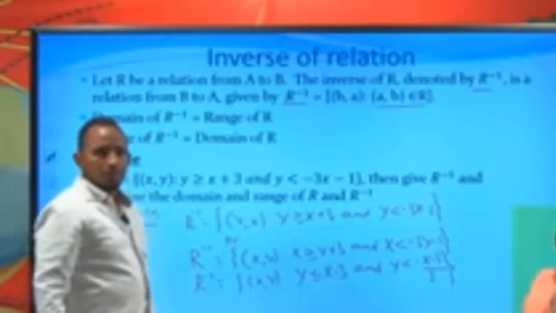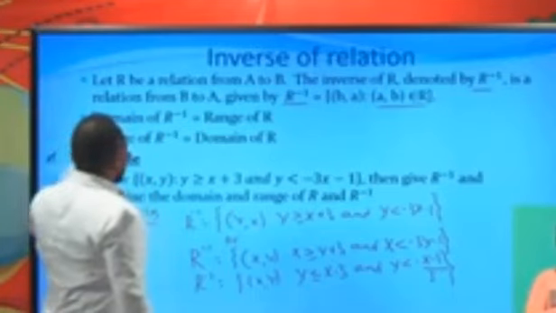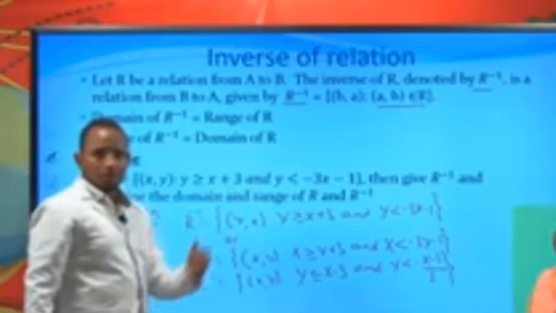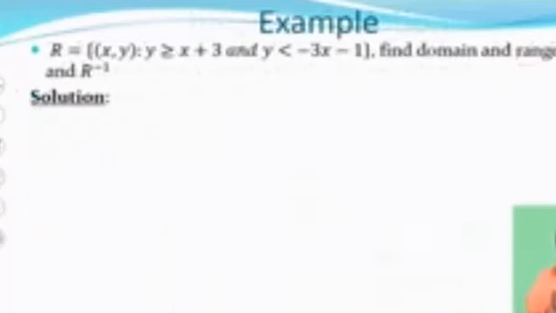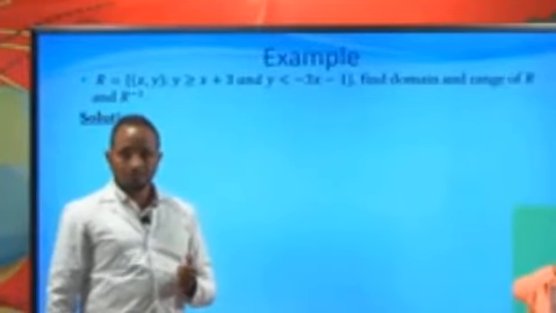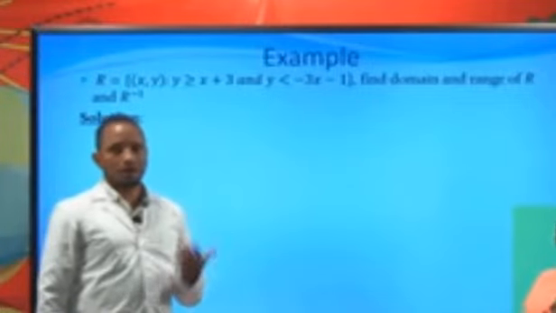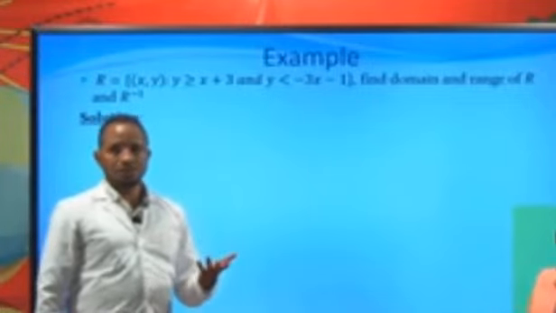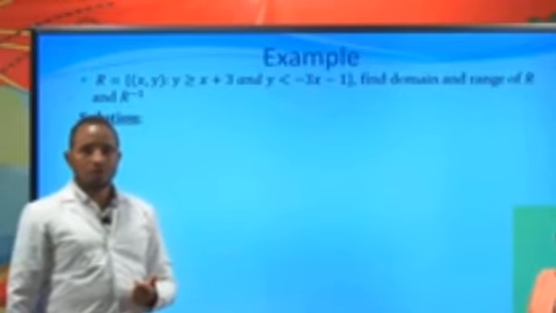That is the R inverse. Okay, next we'll see how to find the domain and range of R and R inverse. To find the domain and range of this relation, we need to draw the graph so we can determine the domain and range from the graph. So let's draw the graph. We have y greater than or equal to x plus 3. Convert this to an equation to find the boundary line, y equals x plus 3, and prepare a table for x and y.